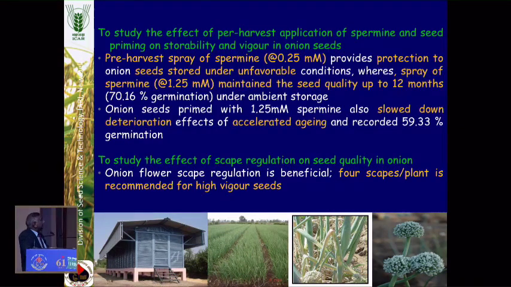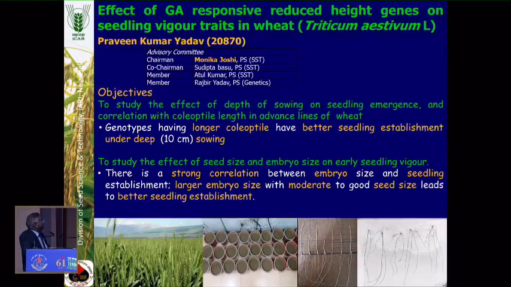The spray of spermine at the rate of 1.25 millimolar maintained the seed quality under ambient storage over 12 months. He also established that onion seeds primed with 1.25 millimolar spermine slowed down the deterioration process during accelerated aging. To get quality seeds, scape regulation to the tune of 4 scapes per plant is recommended to get higher vigor seeds under dry conditions.